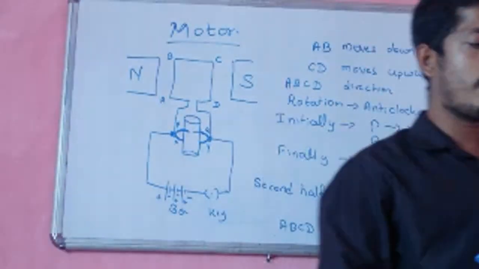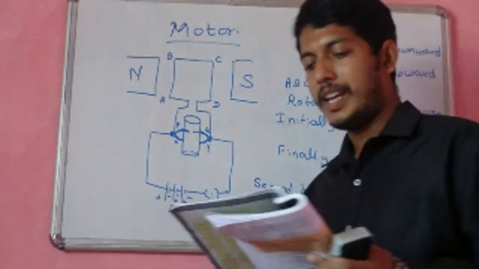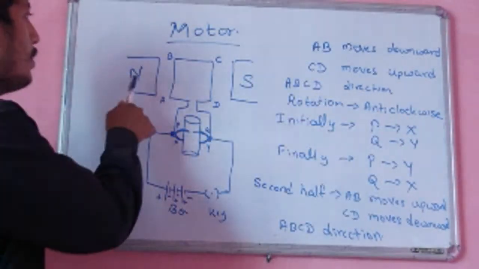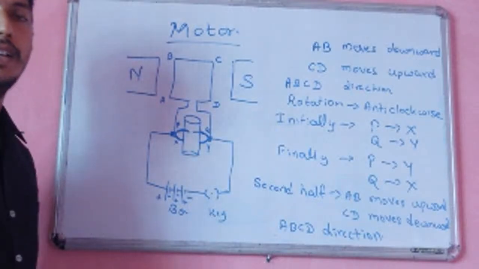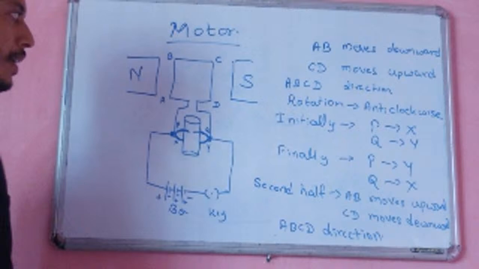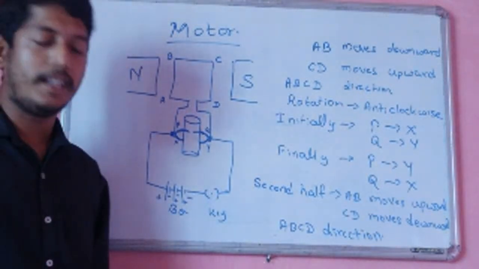The commercial motors use, that is present in page number 127, an electromagnet in the place of permanent magnet. So here we use permanent magnets, the two poles of the magnet, one is north pole and another is south pole. But in commercial use, instead of permanent magnet, they are using electromagnet.